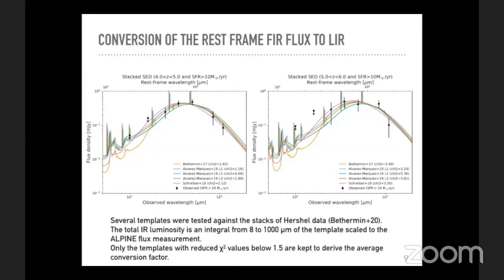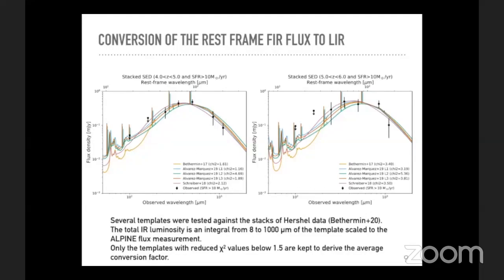the total infrared luminosity. And for that, it's necessary to use some spectral energy distribution templates. And there are several of them available in the literature, and the results will depend on the template. To choose the templates, I used the stacks of Herschel data available in Matthew Bethermin's paper. And I only chose templates which have reduced chi-square values below 1.5. And from each template, we can calculate the conversion factor from far infrared flux to infrared luminosity.